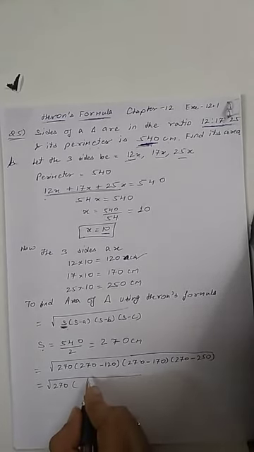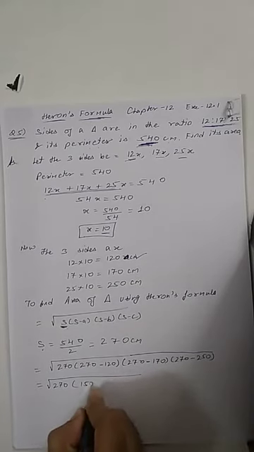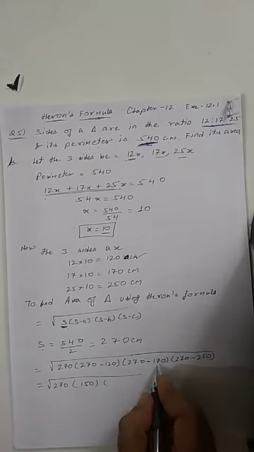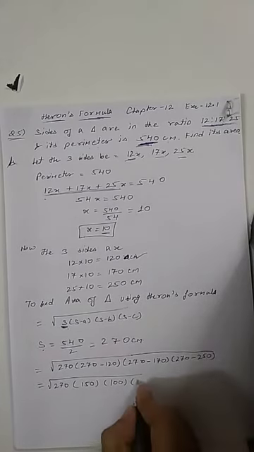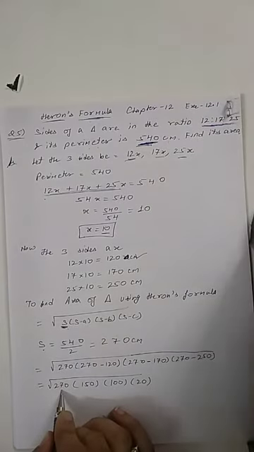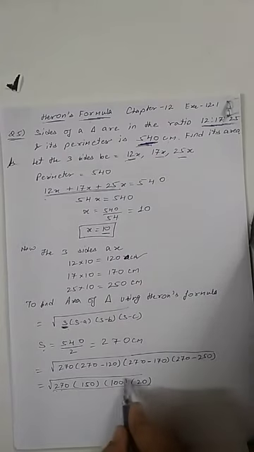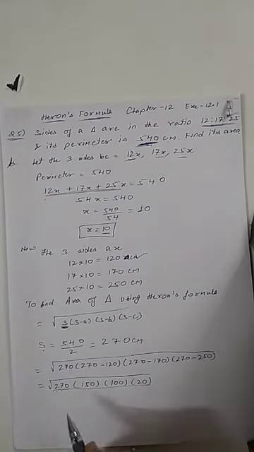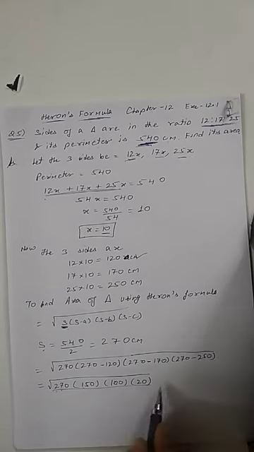After solving this, we got under root 270 inside the bracket. 270 minus 120, we got 150. After that 270 minus 170, we got 100. After that 270 minus 250, we got 20. Now we have to solve the root, so convert all the numbers into the simplest form.